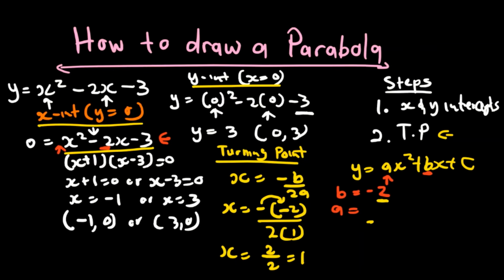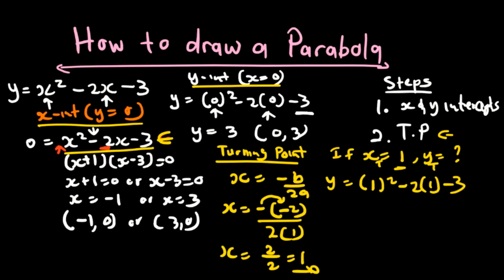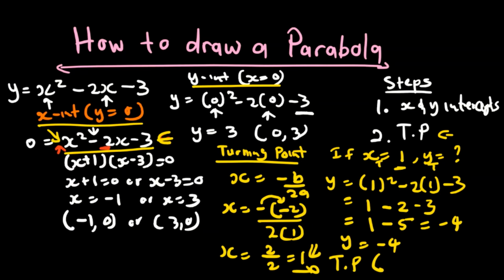Now let's find the y value of the turning point. You're going to substitute it into this equation. If x is equal to 1, then what is the y value of the turning point? Where you see x, you're going to substitute this 1. So it's 1 squared minus 2 times 1 minus 3. Therefore, you get 1 minus 2 and minus 3, so 1 minus 5, which will give you minus 4. So your y is equal to minus 4. In coordinate form, your turning point is (1, -4).